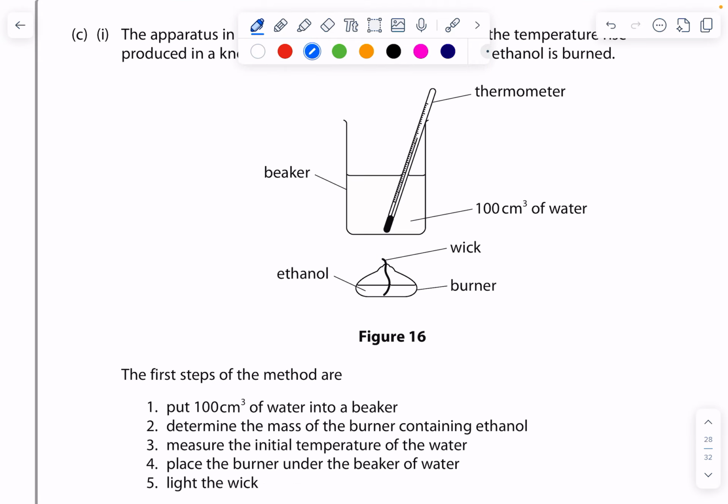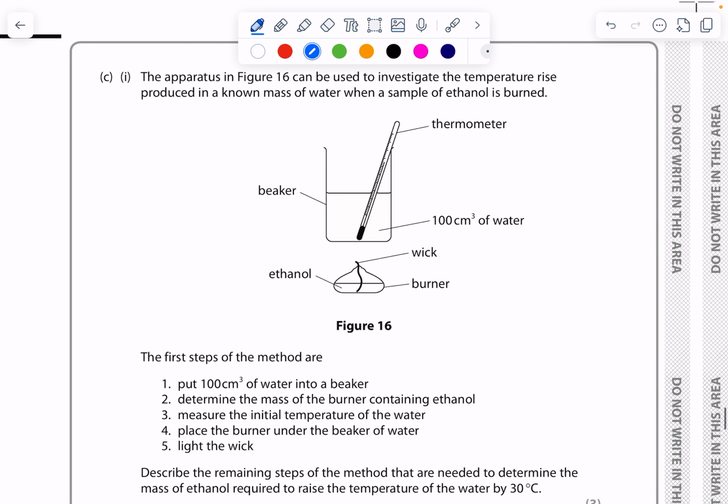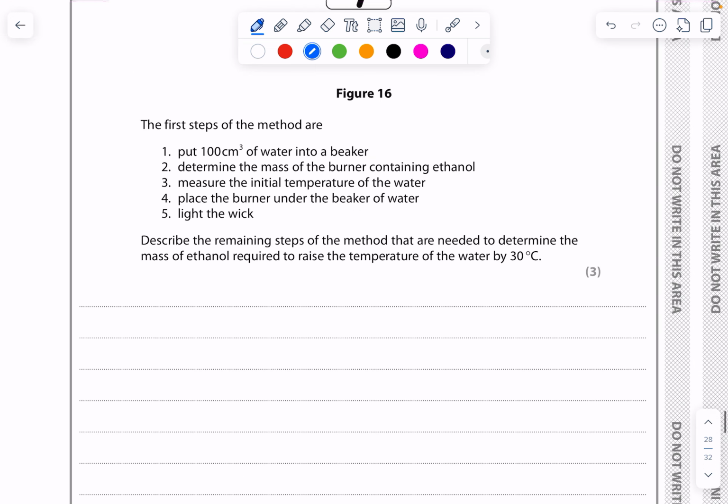Okay, so here we've got some apparatus, and we have done this experiment ourselves in class. So we're heating up some water to measure the temperature change and use that to calculate the energy released when we burn an alcohol. Take your time with the question, read the information. It says here, describe the remaining steps that are needed to determine the mass of ethanol required to raise the water by 30. So they've stopped this when they've lit the wick, so they've ignited the wick.